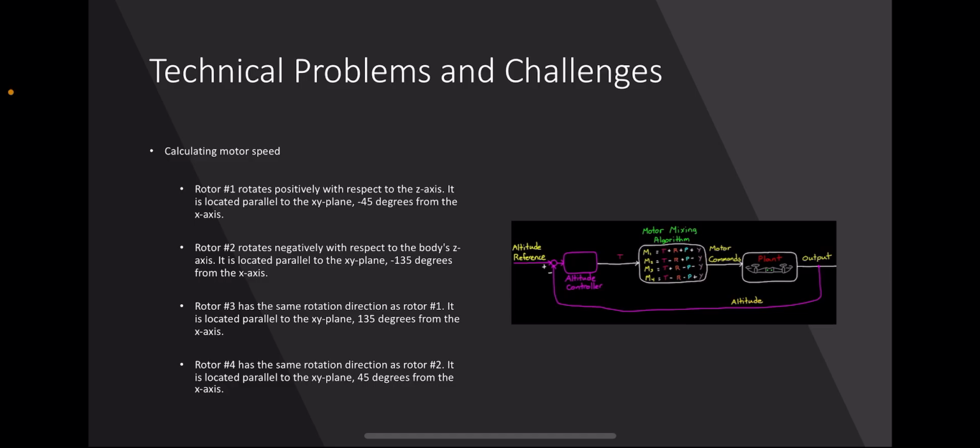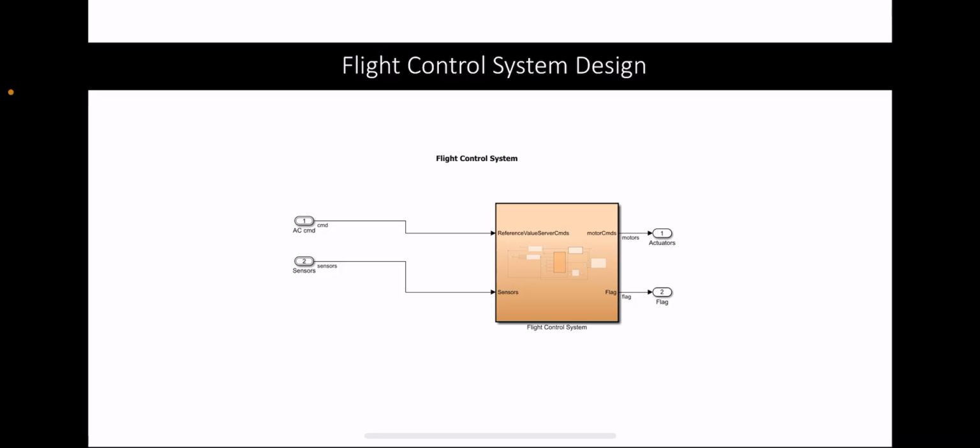And the biggest technical problem and challenge that I had to solve was probably calculating the quadcopter motor speeds to simulate flight. And so basically, rotor one rotates positively with respect to the z-axis, and rotor two does the opposite. And then rotor three behaves like rotor one, and rotor four behaves like rotor two. And so all of this is passed into the motor making algorithm, and then I pass that output back into the altitude reference, and then it uses that to estimate the altitude versus the actual altitude.